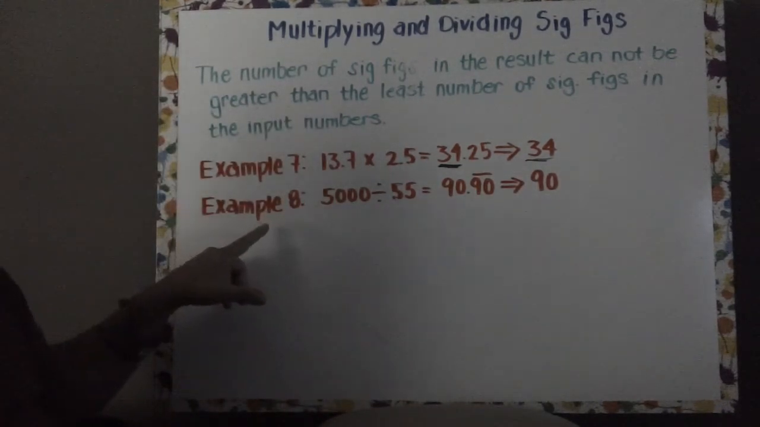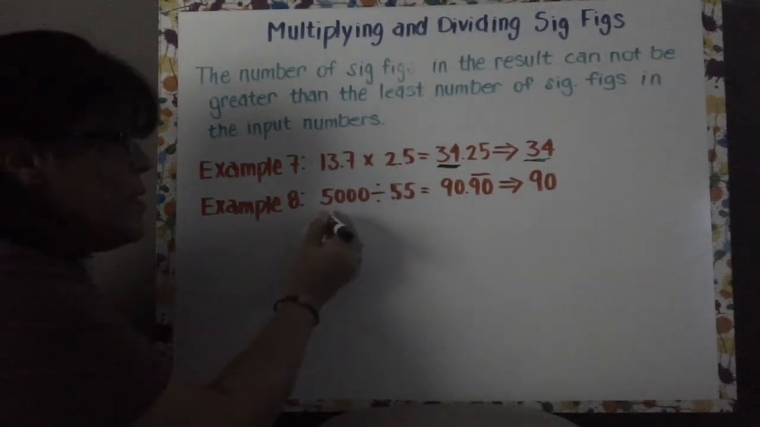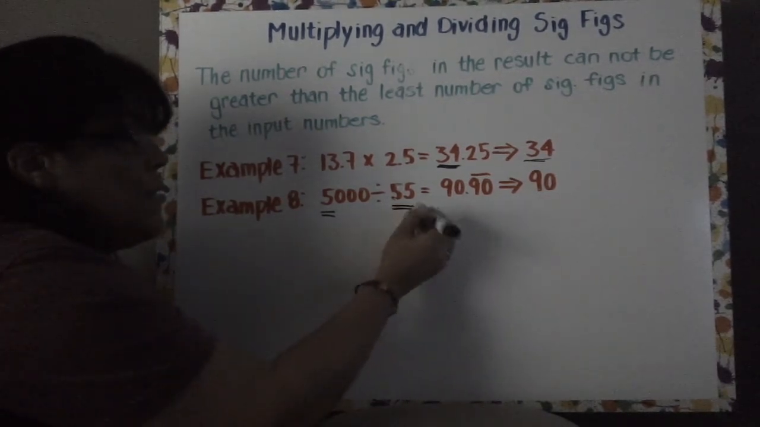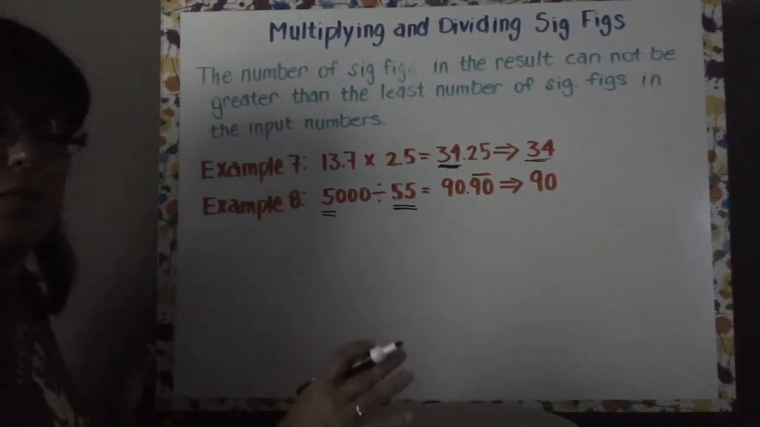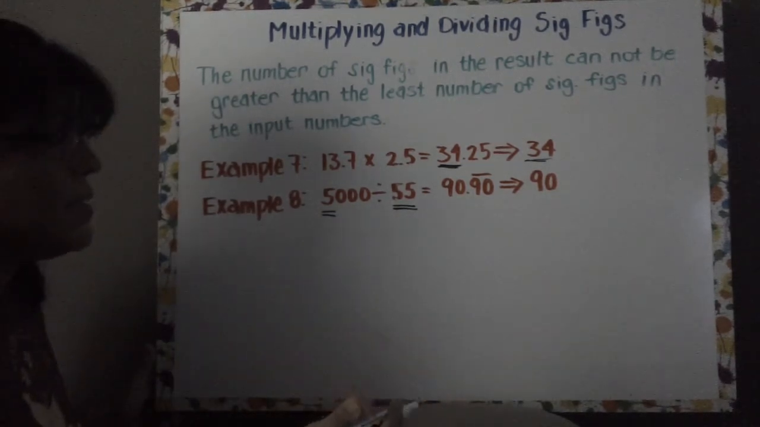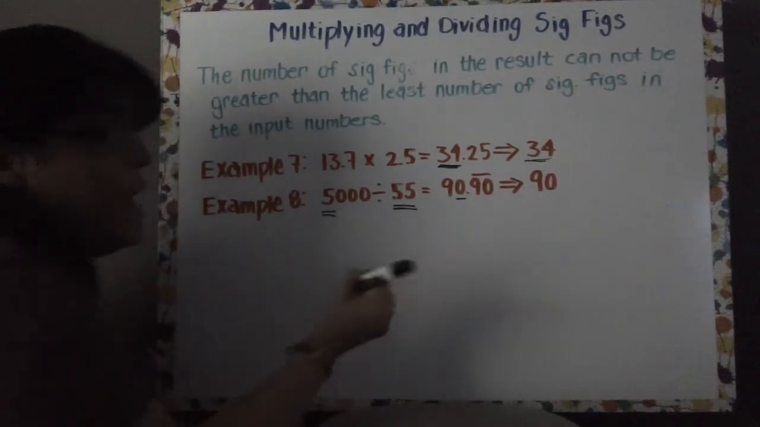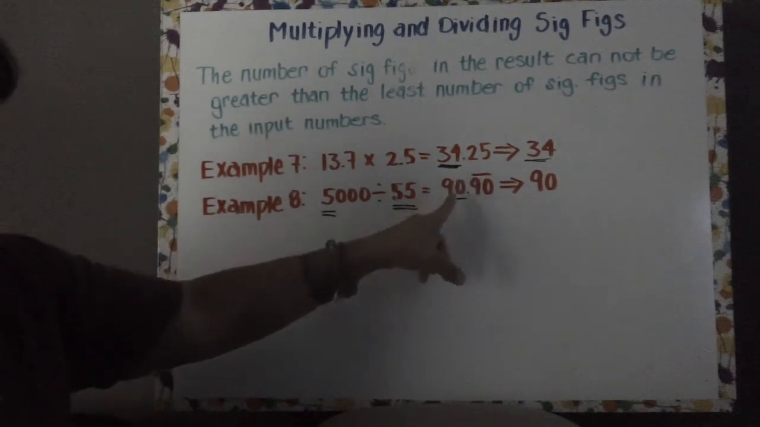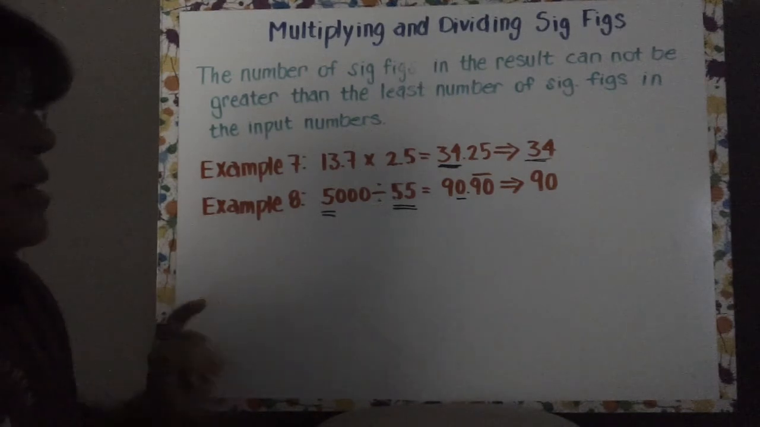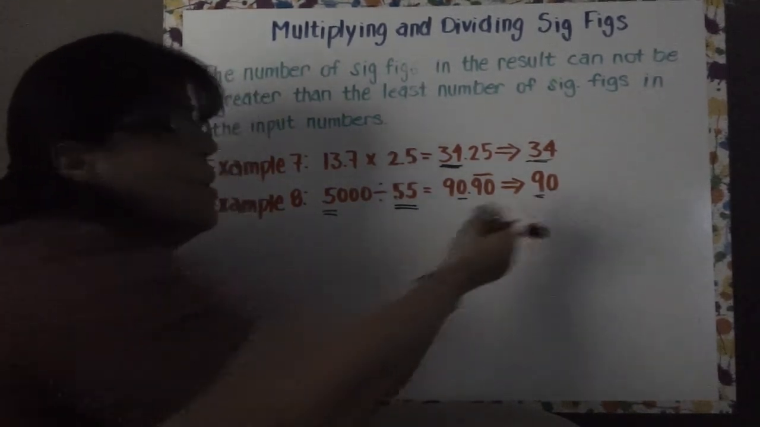And our last example for tonight is example 8. We have 5,000, which is 1 sig fig. And we're going to divide it by 55, which has 2 sig figs. So we're just going to do the division on your calculator, and we end up with 90.90.90.90. Well, we can only have 1 sig fig, so we have to end it right here. And so if we were to round it to 91, 91 has 2 sig figs. Our answer can only have 1, so 91 is rounded down to 90, and this only has 1 sig fig.